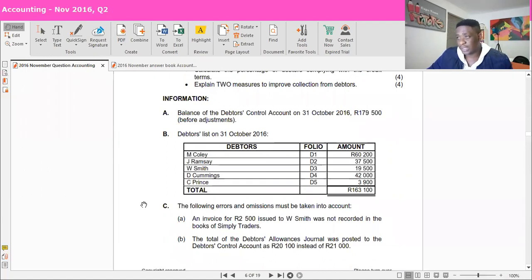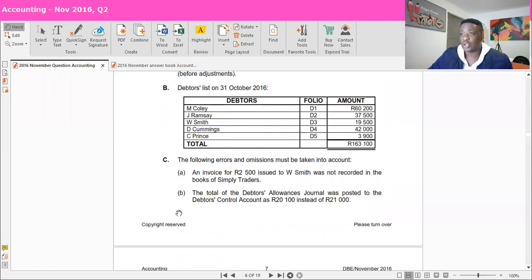All right, so the debtors list. You can see it's not even corresponding with the Debtors Control Account, so clearly something is wrong and we need to do something about that information. So let's go into C. The following errors and omissions must be taken into account. The first one is an invoice of 2,500 issued to W. Smith that was not recorded in the books of Simply Traders. With that one, it is quite clear that we need to just record it.